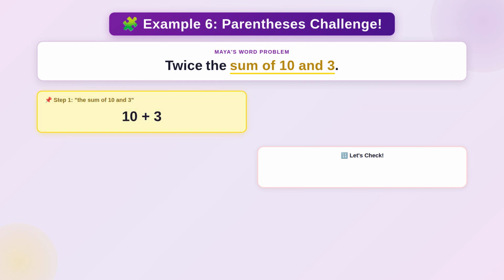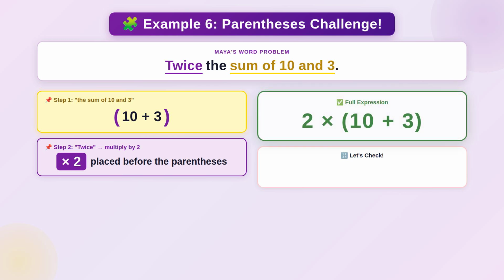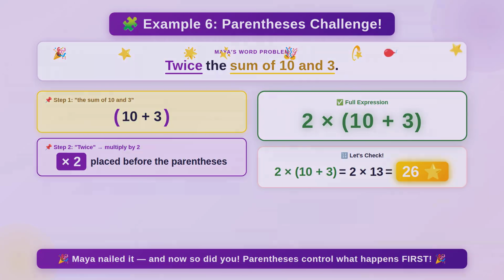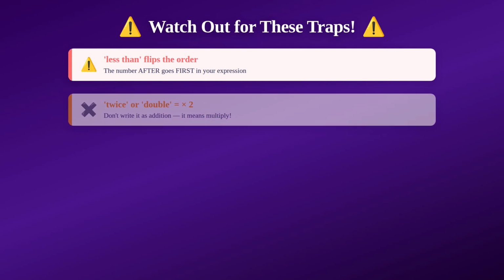Final challenge, Maya's hardest one. Twice the sum of 10 and 3. 2 operations, and this time we need parentheses. First, the sum of 10 and 3. That's 10 plus 3, and it needs to happen first. We put it in parentheses. Open parentheses, 10 plus 3, close parentheses. Then twice means multiply by 2. So the full expression is 2 times, open parentheses, 10 plus 3, close parentheses. Let's check. 10 plus 3 is 13, and 2 times 13 is 26. Maya nailed it, and now so did you.